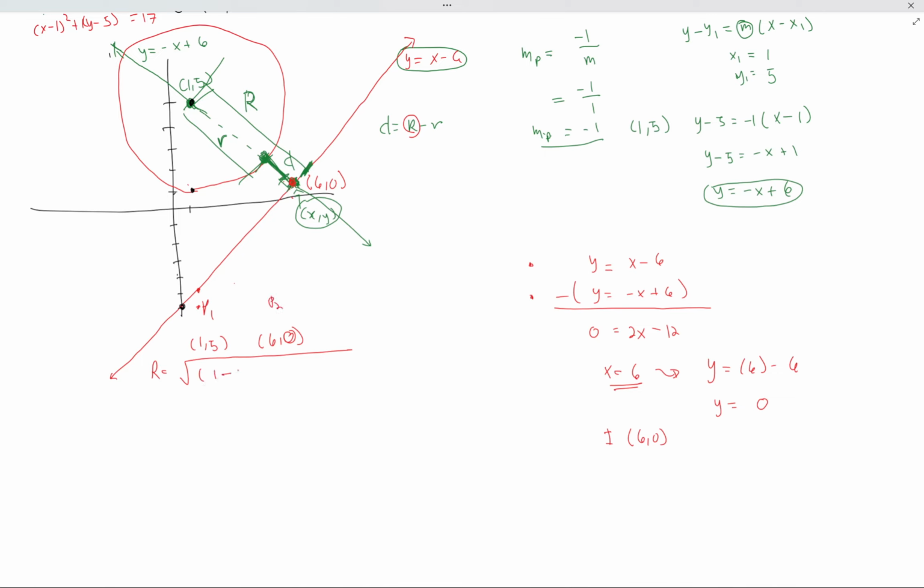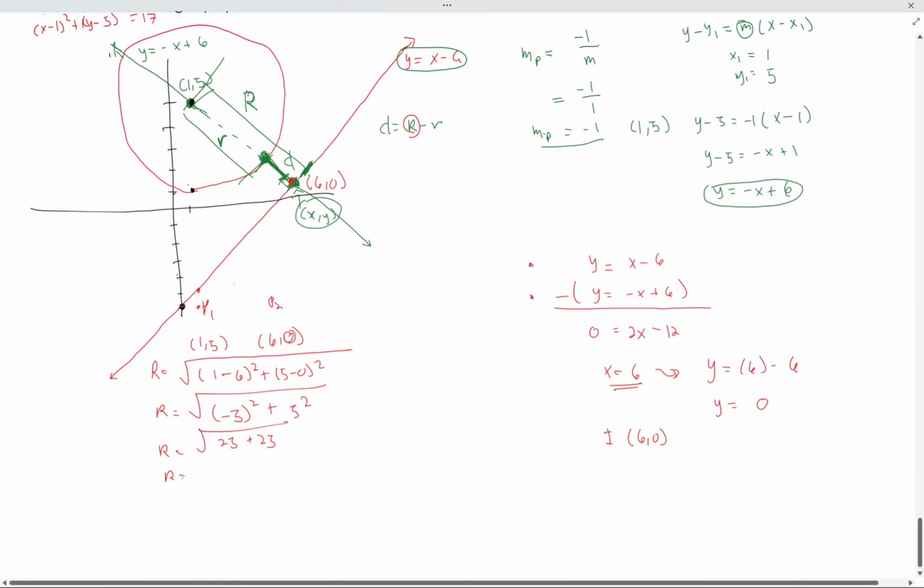So now I have 1 minus 6 squared plus 5 minus 0 squared. In this case, we have 1 minus 6, that is negative 5 squared, and we have 5 minus 0, that is still 5 squared. And this will become square root of 25 plus 25, or square root of 50. Okay, we have that big R right there.